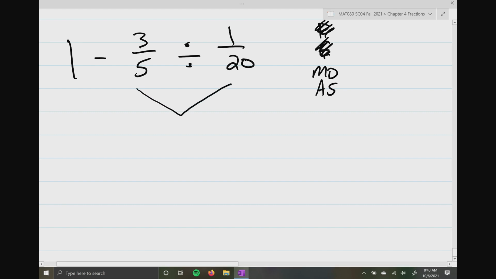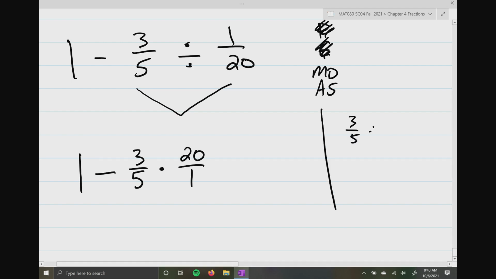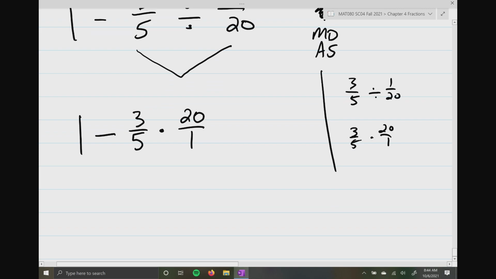So this is 3/5 divided by 1 over 20. I'm going to rewrite everything, 1 minus 3 over 5, except that division changes to multiplication, and I write the reciprocal of the second fraction. Does that make sense, everyone? Another way you could have done this is just write it off to the side. Nobody says you can't do that. Now, before I multiply, I'm going to simplify first.